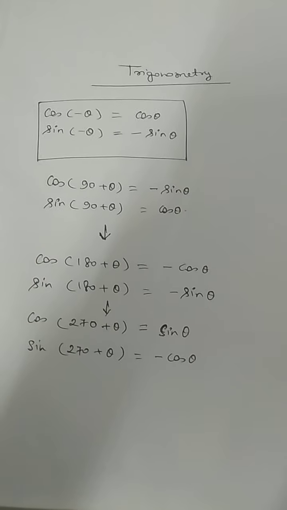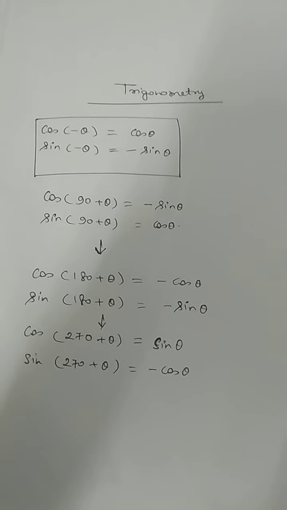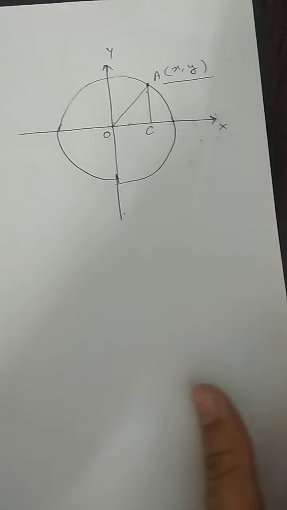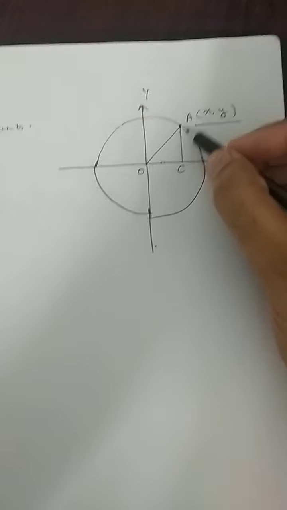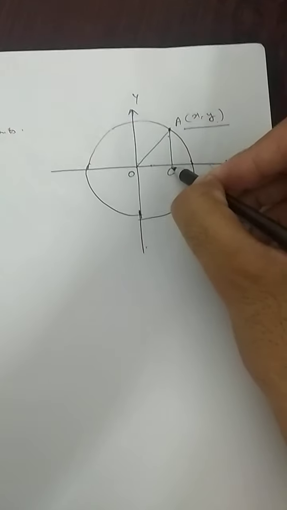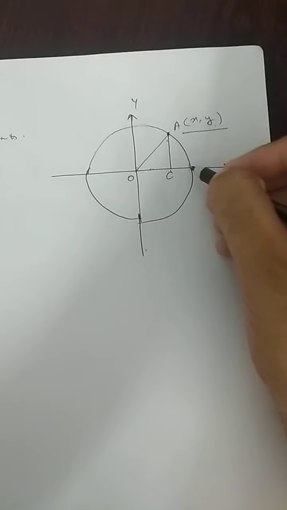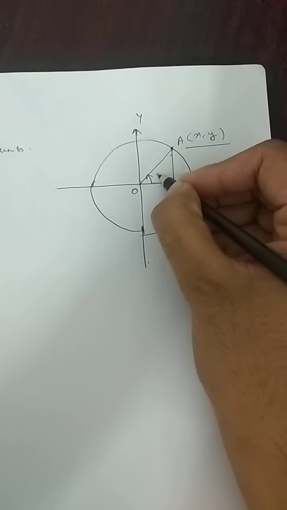Hello everyone. In this video I am going to explain these concepts of trigonometry which are significant for class 11 and 12. For this, let us consider one Cartesian plane and a circle of radius AO such that AO is equal to r units. Here point A is (x, y) and we are drawing one perpendicular AC on the x-axis such that in triangle AOC, angle AOC is theta.